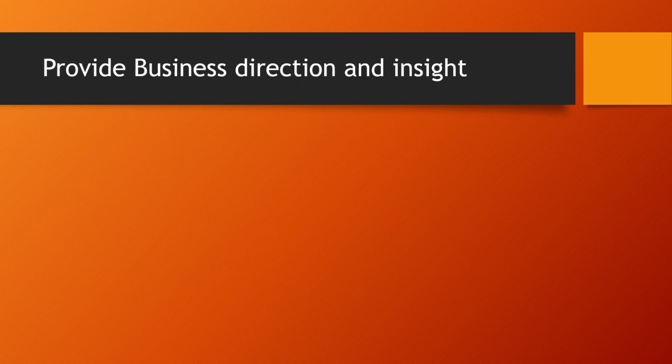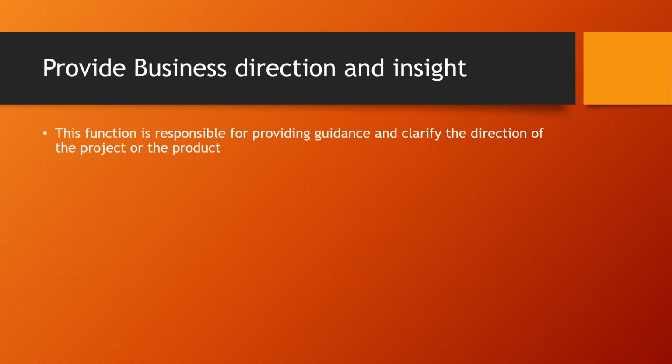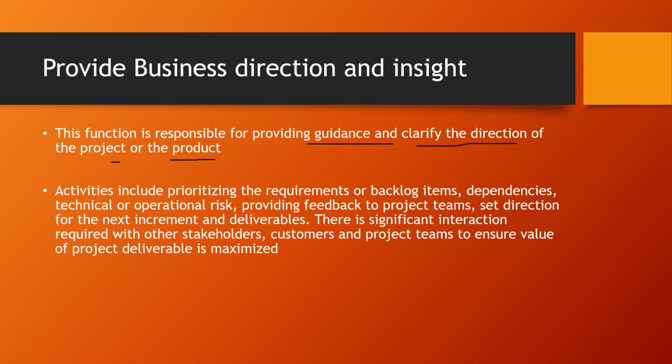Next is provide business direction and insight. So we are talking in business terms now. This function is responsible for providing guidance and clarifying the direction of the project or the product of the project. Activities include prioritizing the requirements or whatever the backlog items are. And I hope you've guessed a product manager or a product owner coming into the picture here.